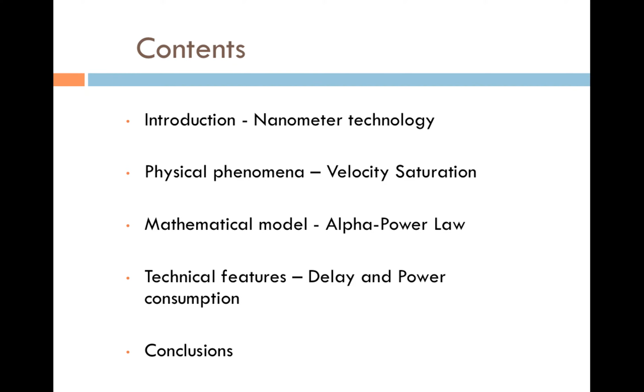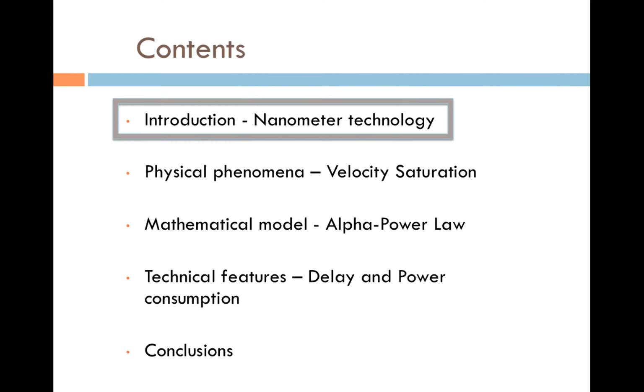These are the main points we will cover. First, we will introduce a new equation for the drain current when using nanometer technology. Then, we will explain the physical phenomenon that these equations model and clearly establish the alpha power law. Afterwards, we will go through the technical aspects of this law, such as delay and power consumption, and end with some conclusions. Now, let's proceed with the introduction.